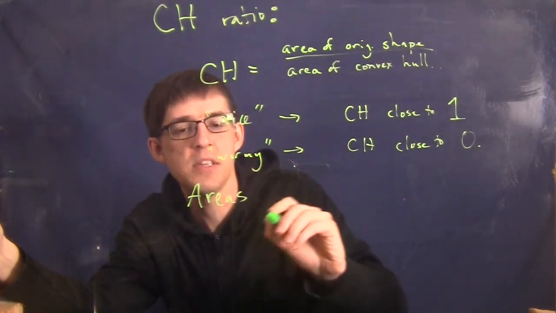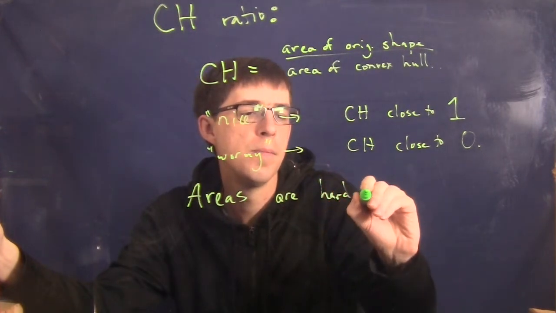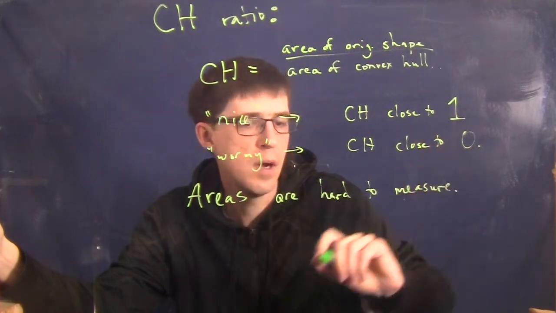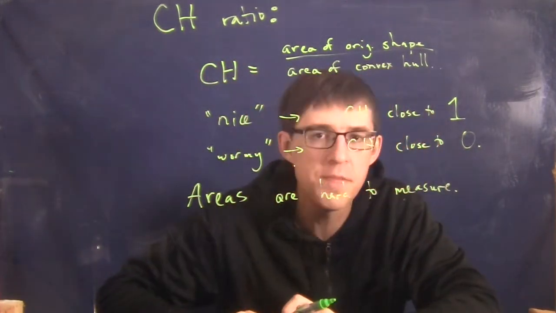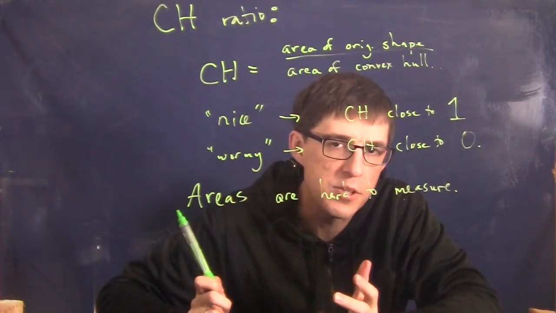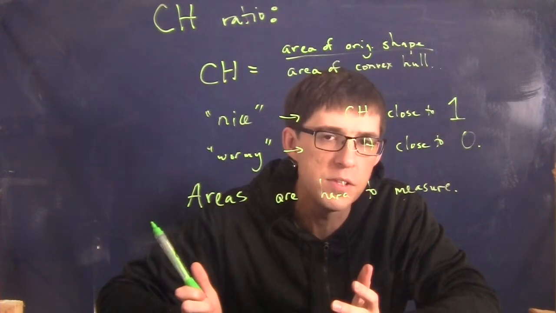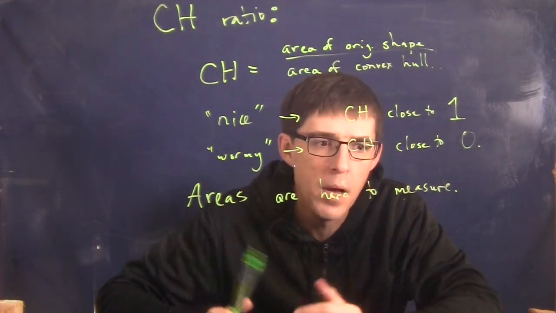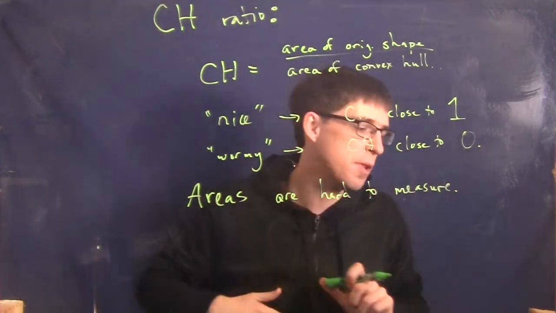This is a basic fact. Areas are hard to measure sometimes. Unfortunately, to find the actual area of something is difficult if it's some weird wormy shape. Like, do you know the formula for the area of a weird wormy shape? The answer is no, there isn't a formula for the area of just some random wormy shape. It does have an area, but there isn't a nice formula for it.